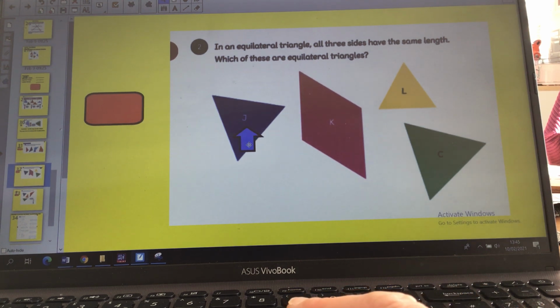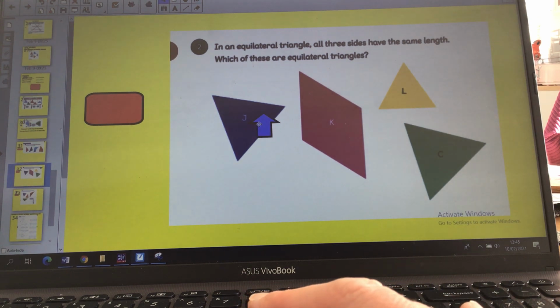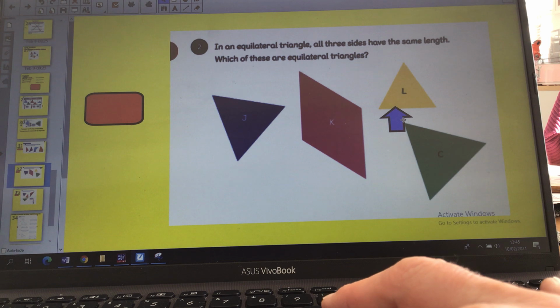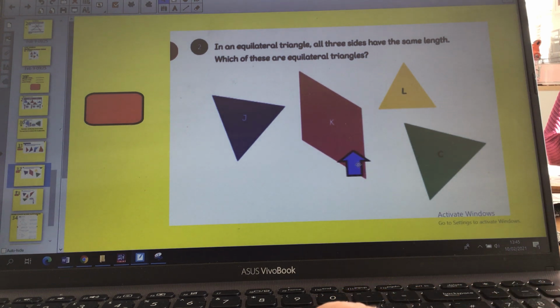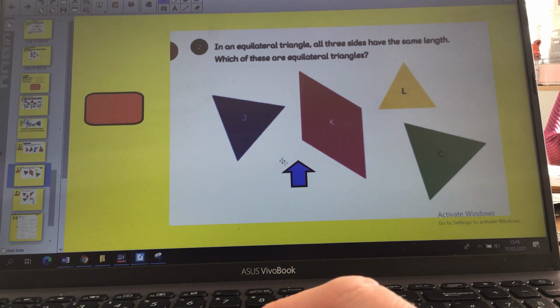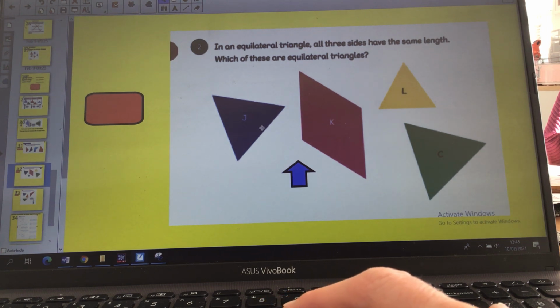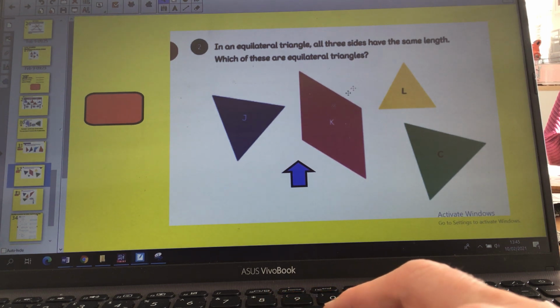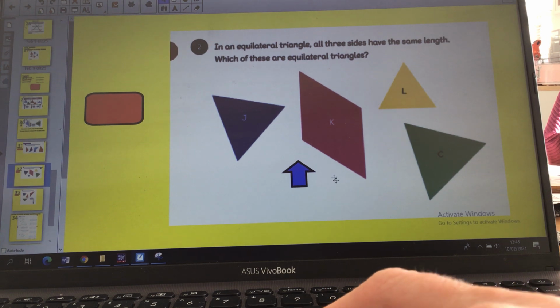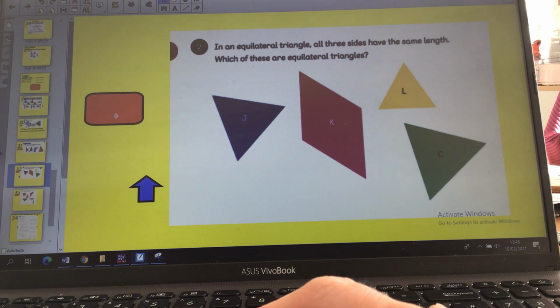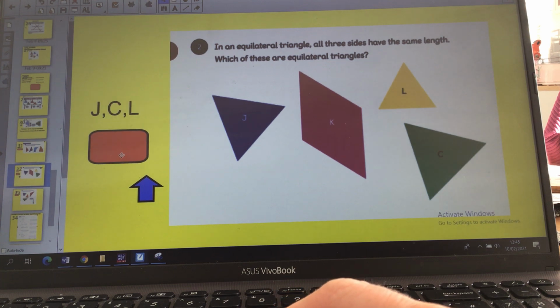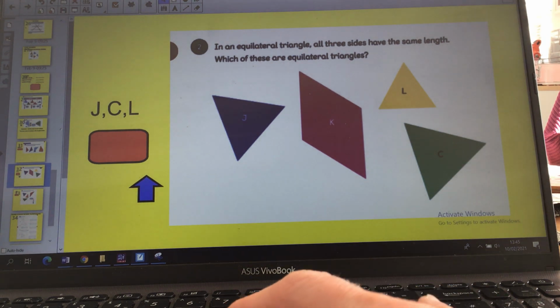So I'm only looking at J, which you can't see because the sun is quite bright on there, boys and girls, sorry, L and C. Which of these are equilateral? We're going to measure with our ruler to see if each of these sides is equal in these triangles. When I look at them, they look to be like that, but I'd have to measure them carefully. And actually, yes, J, L and C are equilateral triangles.